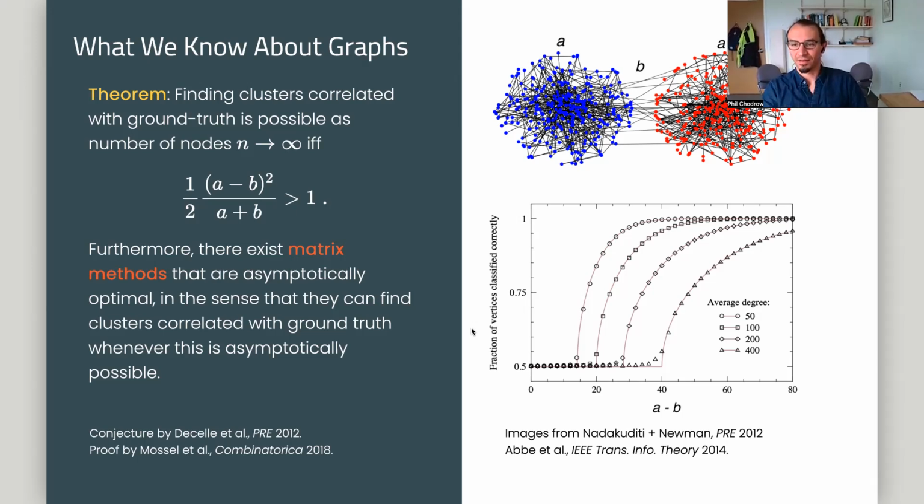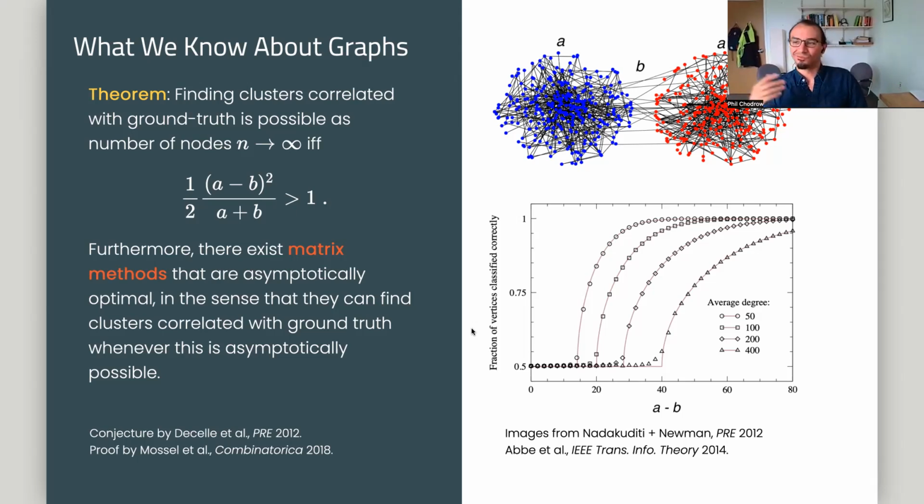So they're asymptotically optimal. They're not necessarily optimal for any specific data analysis task, but from a theoretical perspective, if this problem is possible at all, there are certain matrix methods that can do it. You calculate the right matrix, you calculate the right eigenvectors, the details depend on exactly which matrix you choose, and then those eigenvectors will tell you information about the clusters, and that's always going to work in the sense of getting you something correlated with ground truth. So this is what we know about graphs. There's a detectability threshold, and matrix methods are asymptotically optimal for reaching that detectability threshold.